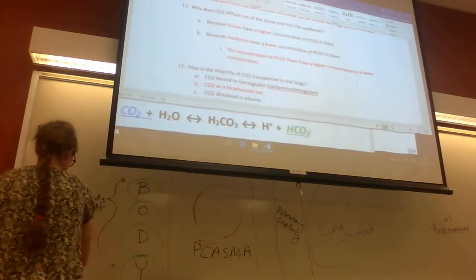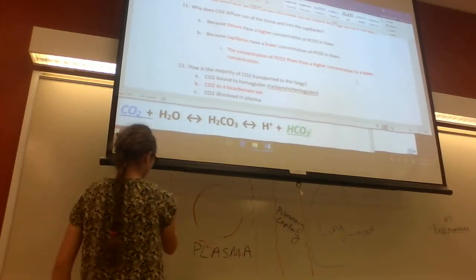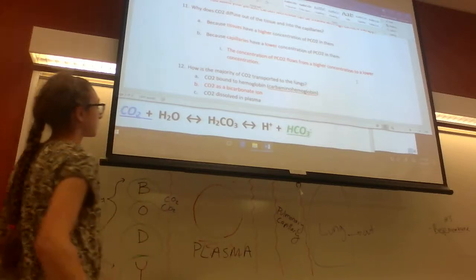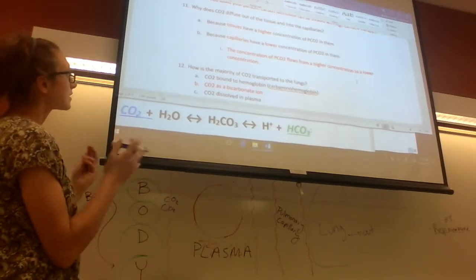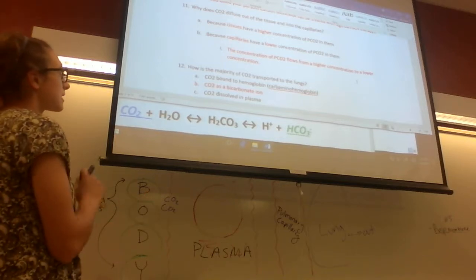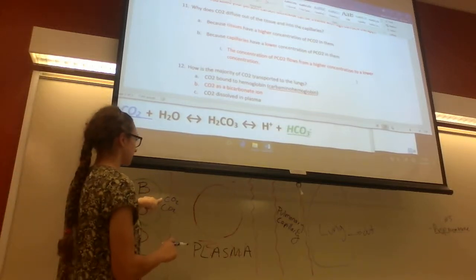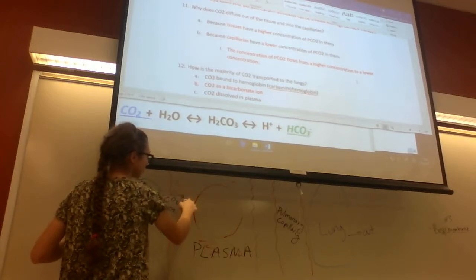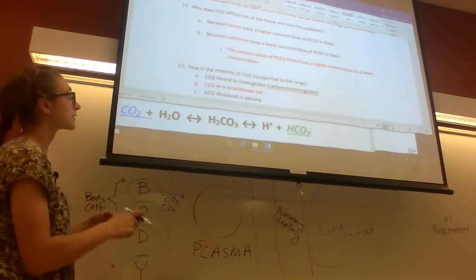So your tissues, which are your body cells, have a higher concentration of carbon dioxide. So why does CO2 diffuse out of tissues and into the capillaries? Because the tissues have a higher concentration of PCO2, high to low concentration. So it'll go from your tissues to your plasma. Pretty simple.